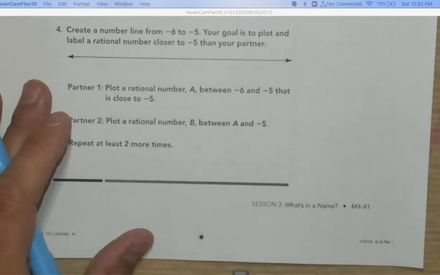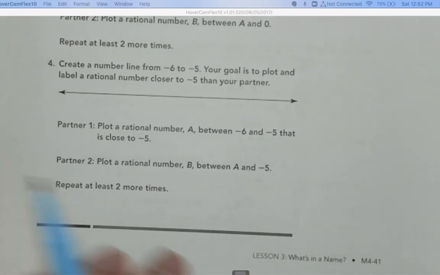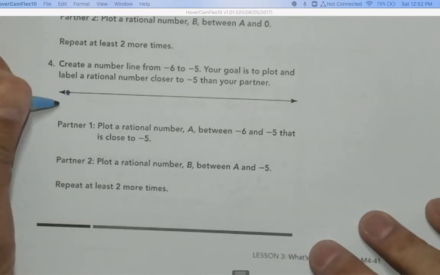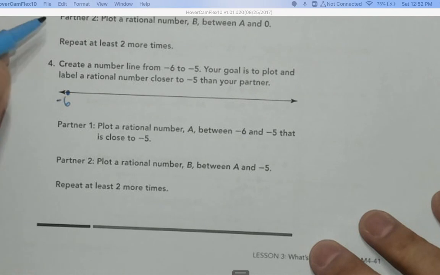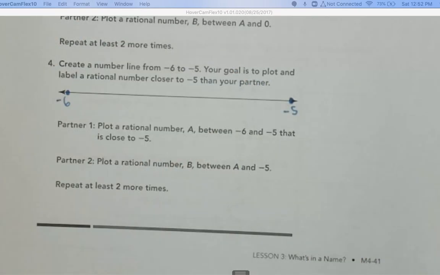Now we have to go back and forth for this last one here. Create a number line from -6. I'll put -6 over here. And then -5, so we're going to put -5 over here on the right. Then we are trying to get a number closer to -5 than your partner. Do you want to go first or do you want me to go first?